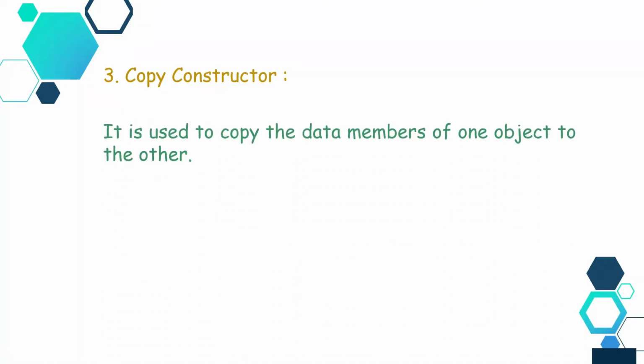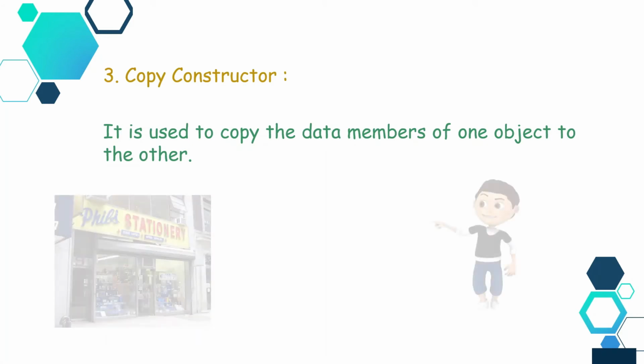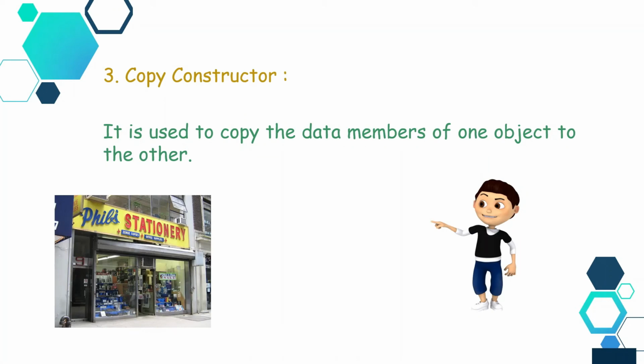A copy constructor is used to copy the data members of one object to the other. Imagine you go to a stationery and ask the owner that you want a marker same as this one, that is with the same ink and of the same brand. The owner will then take a look at your old marker and give you a new one. This marker will be exactly similar to what you showed him. This is exactly what the copy constructor does for us. It will create a new object, but it will have the properties of some other object defined earlier.